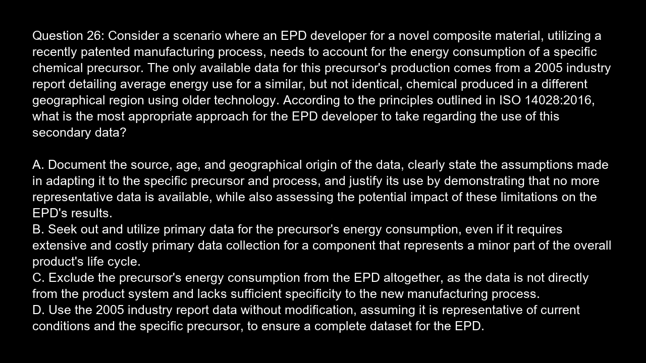Option B. Seek out and utilize primary data for the precursor's energy consumption, even if it requires extensive and costly primary data collection for a component that represents a minor part of the overall product's life cycle. Option C. Exclude the precursor's energy consumption from the EPD altogether, as the data is not directly from the product system and lacks sufficient specificity to the new manufacturing process. Option D. Use the 2005 industry report data without modification, assuming it is representative of current conditions and the specific precursor, to ensure a complete dataset for the EPD.